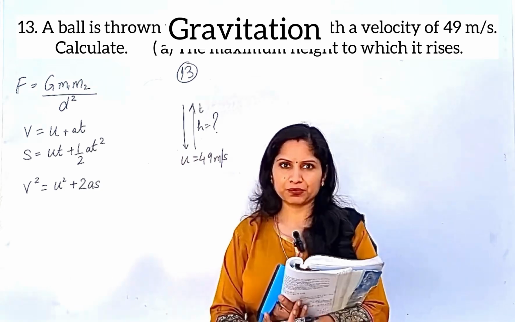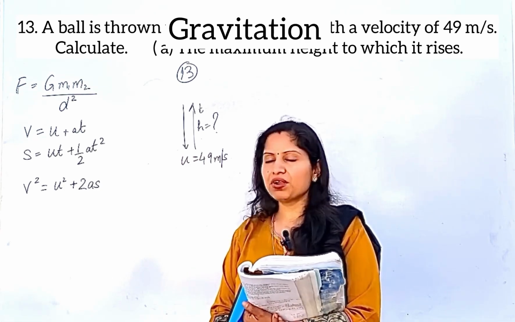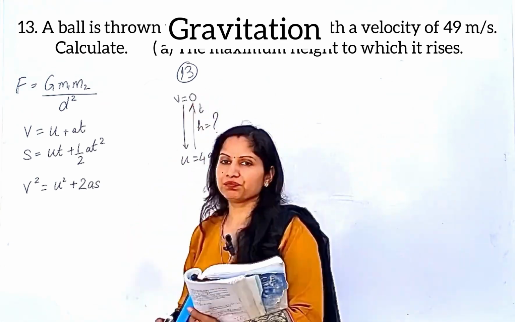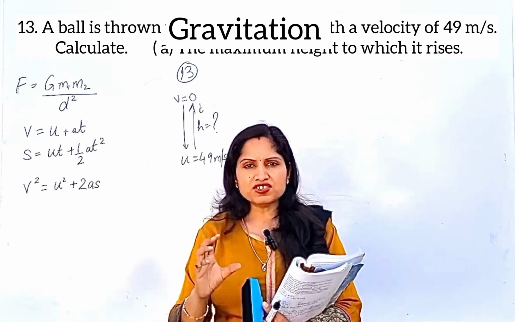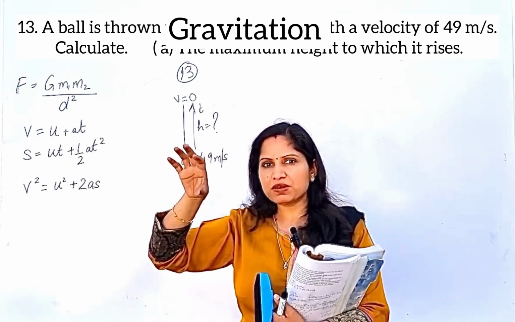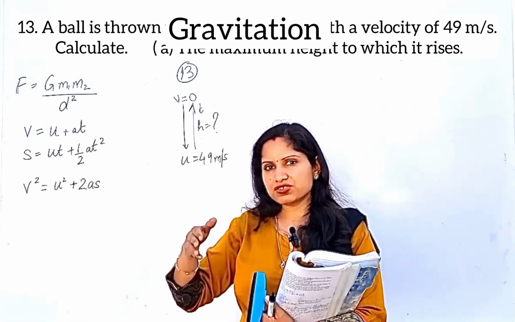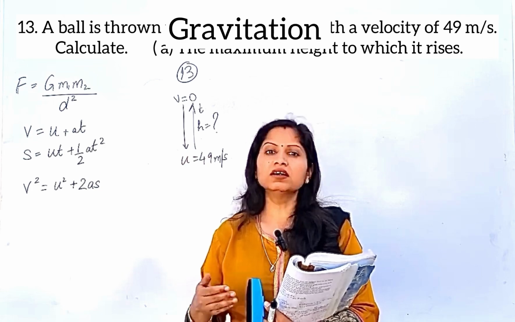You have to find out the height. Okay, nothing else is given. Acceleration due to gravity, you already remember, and final velocity will be 0. Why 0? Because whenever you throw something in the upward direction, it reaches its maximum height where its final velocity becomes 0. And then again it starts coming back to the ground, and its velocity goes on increasing as it comes towards the ground.